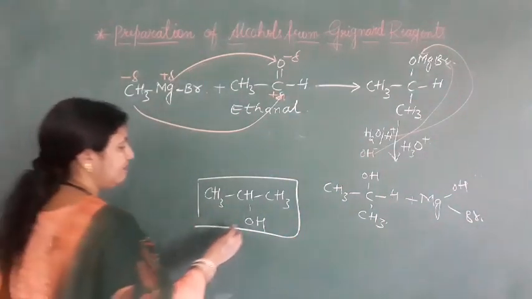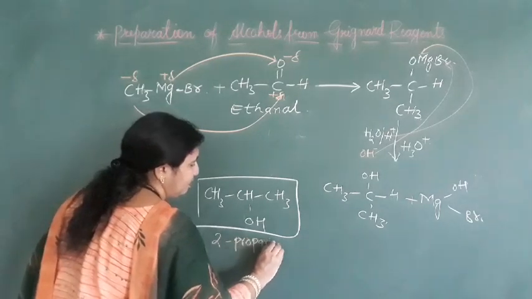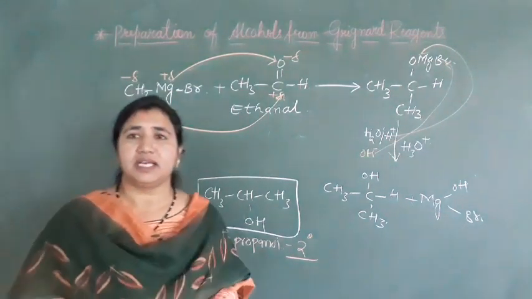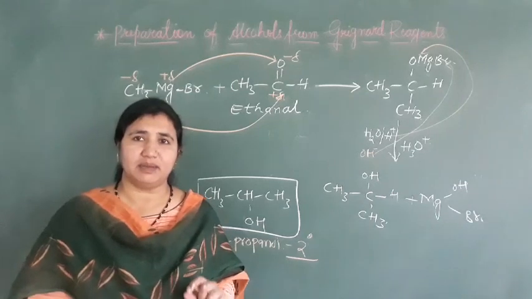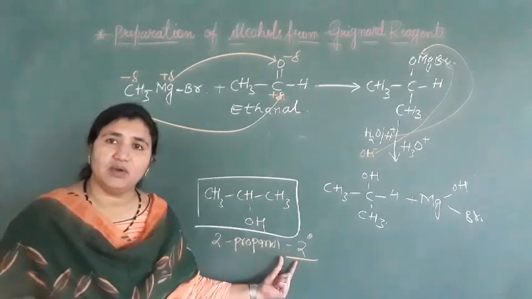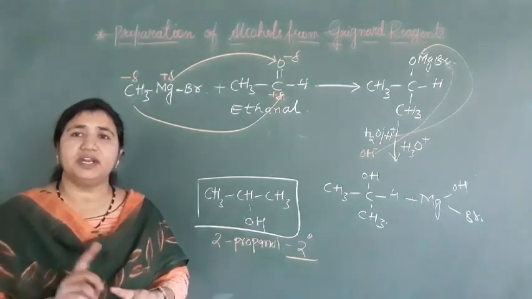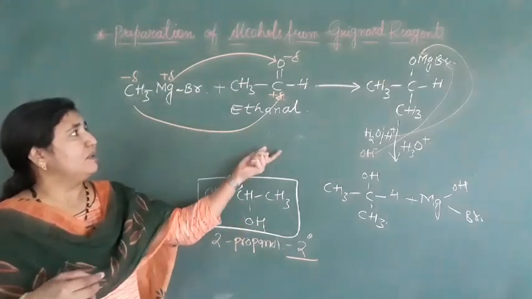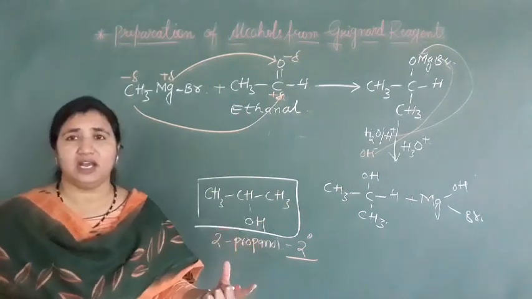What is this alcohol's name? This is 2-propanol. So it is a secondary alcohol. We are getting what here? Secondary alcohol. So Grignard reagent, when it reacts with any aldehyde except formaldehyde, gives a secondary alcohol. This point is important. Grignard reagent reacts with acetaldehyde, propanal, butanal, any other aldehyde, and gives secondary alcohol here.